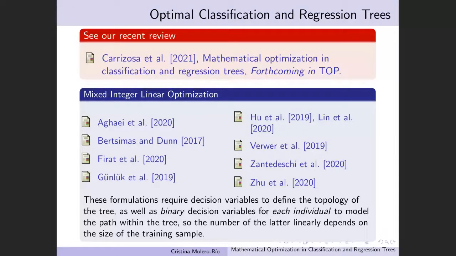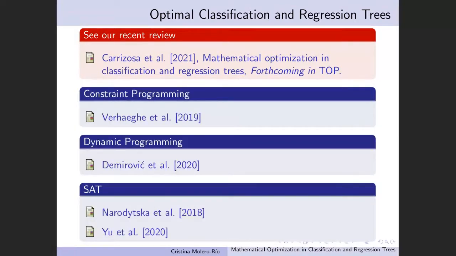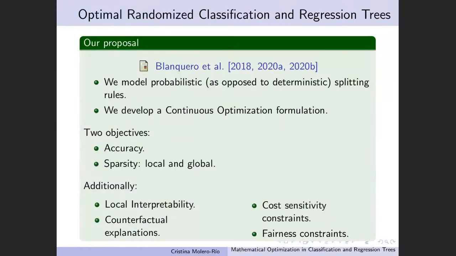This formulation requires decision variables to define the topology of the tree, as we will also do, but they also need binary decision variables that are going to be associated to each individual in order to model the path each of them follows down the tree. We will see that this linear dependence on the size of the training sample is not in our proposal. There are other paradigms like constraint programming, dynamic programming, or SAT that have been proposed to build classification and regression trees. Now our model, you can see our proposal in these works that I referenced here.